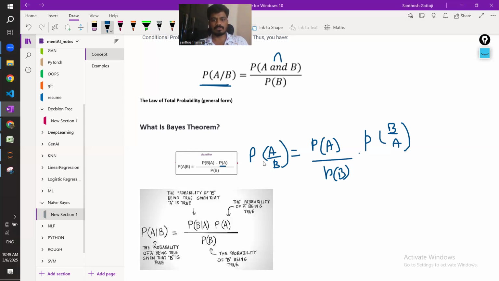The easiest way is, given A by B, it is probability of A by probability of B into probability of B by A. Is that clear? Any confusion?